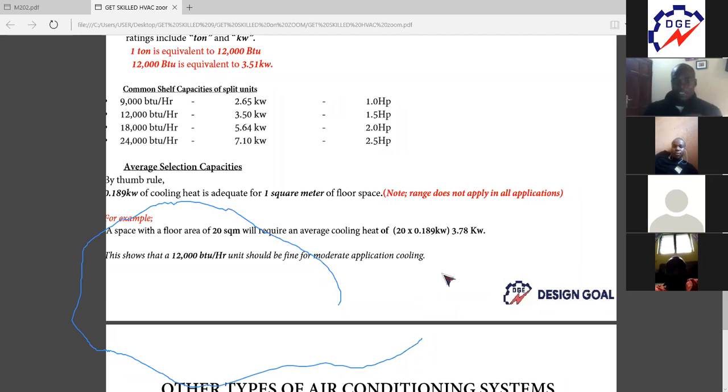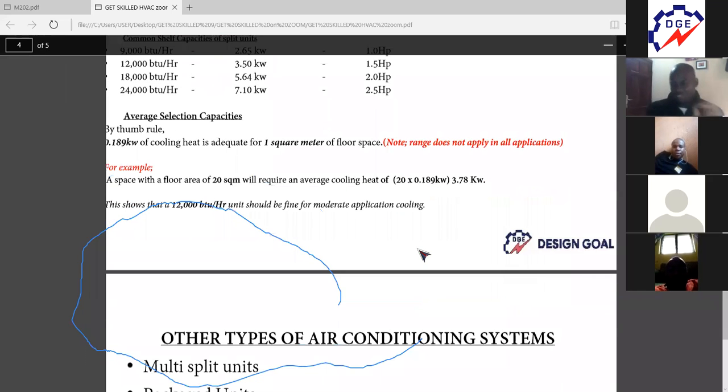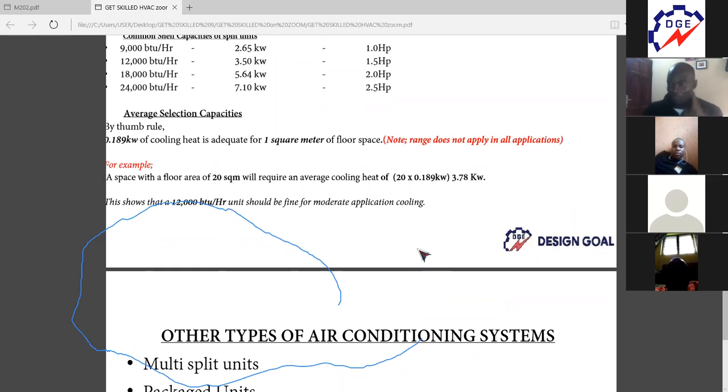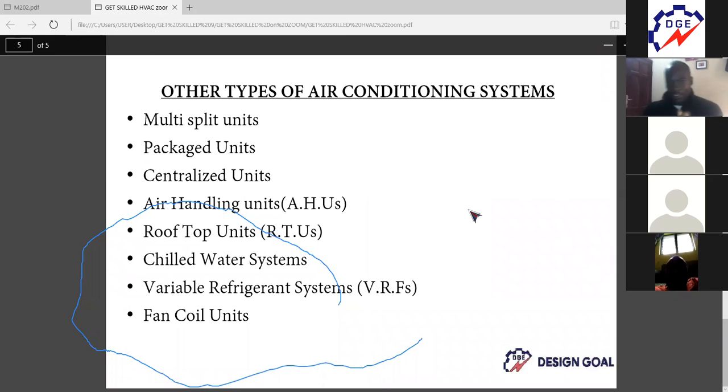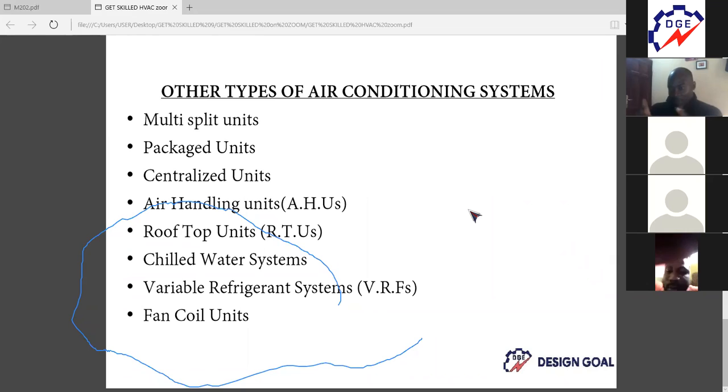But for the purpose of this training for split systems, these values still work in some kinds of building applications, but not in all building applications. I need you to know that. So basically, we've been able to see that you can use either of these average values to get your spec based on your floor area. So that's been done. I would bring in a couple of other things, other types of air conditioning systems apart from split systems.